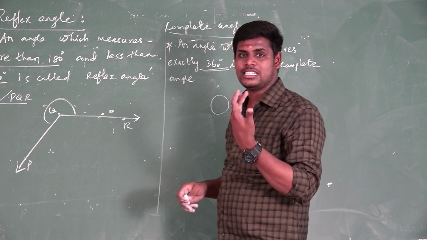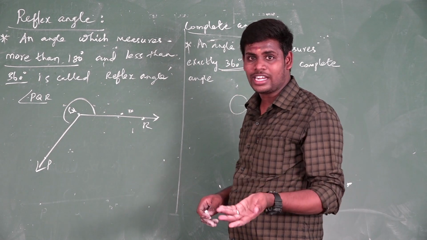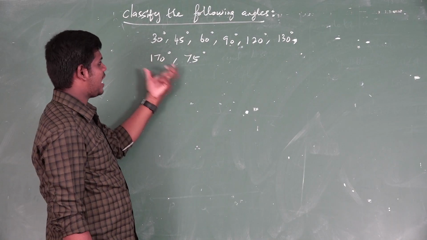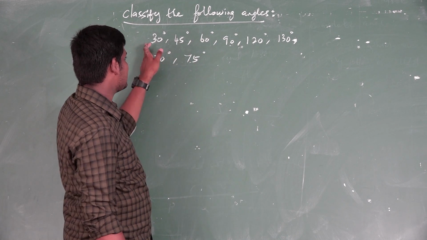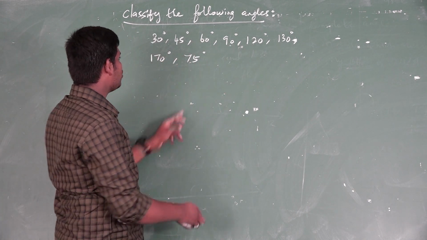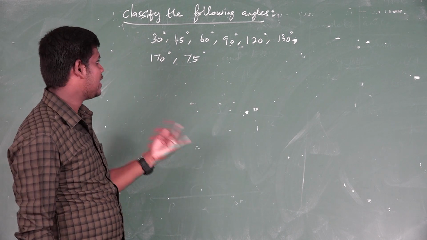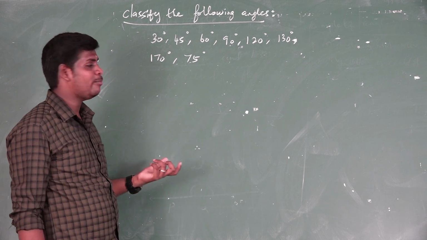Likewise, we consider the zero angle. An angle which measures 0 degrees, that is called what? Zero angle. Have you understood, students? We learnt about the types of angles. According to that, we want to classify the following angles. Here some values are given. Which one is an acute angle, obtuse angle, right angle, straight angle, reflex angle, and complete angle.